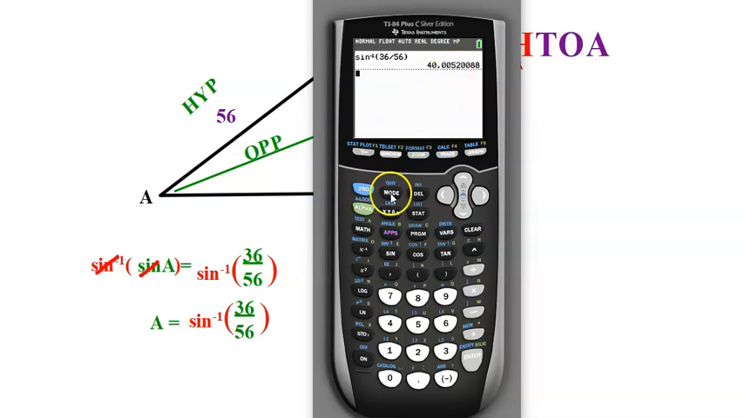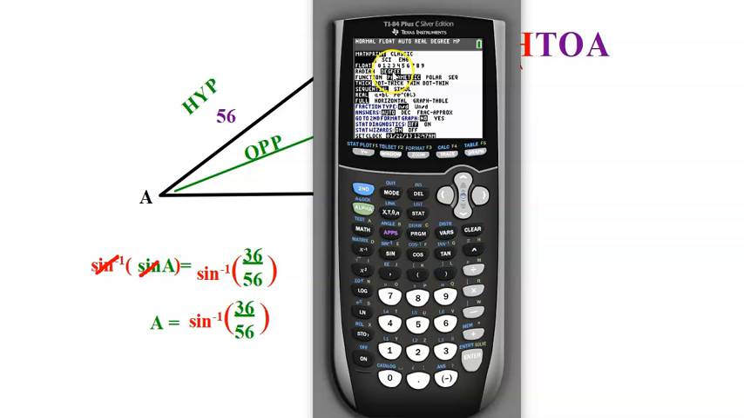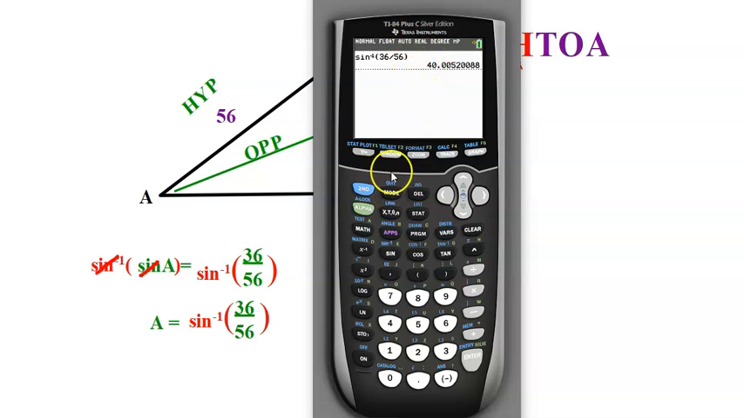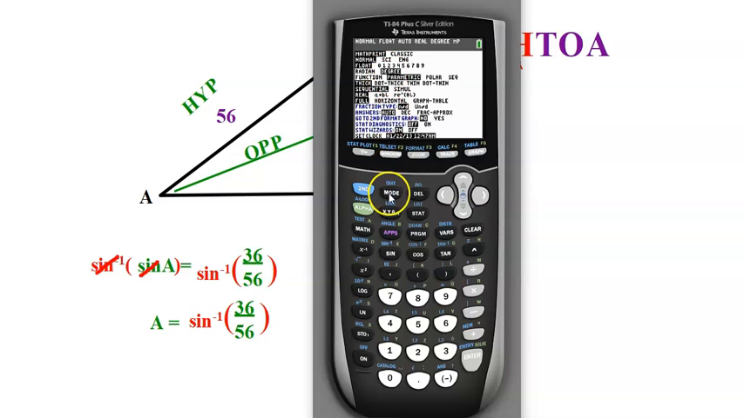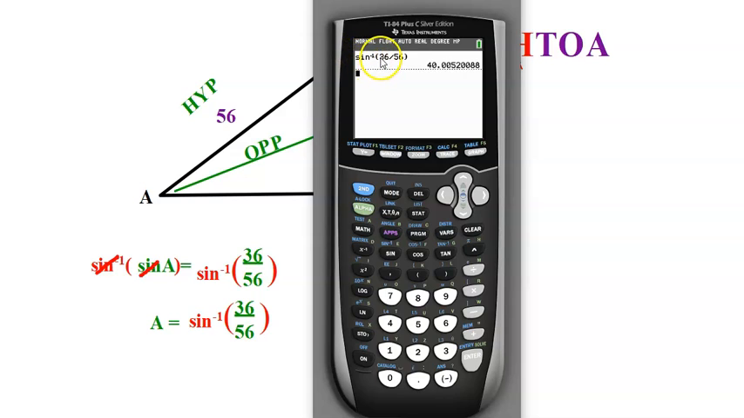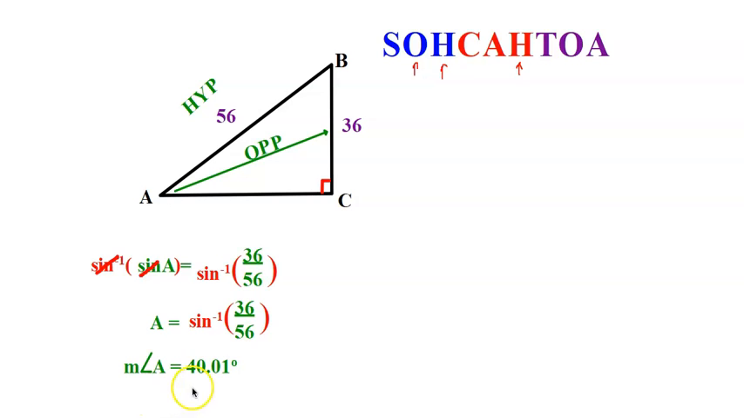40.005. Oh, very quickly, do make sure that you are in degrees, which I am, right there. Click the mode, not in radians, because a lot of times the TIs default into radians. So make sure that you change it from radians to degrees by clicking the mode right there. All right, but I am in degrees. So inverse sine of 36 over 56 is 40.005. All right. So, rounding it off, the measure of angle A is 40.01. So, there's that. That's angle A. Now let's find angle B.